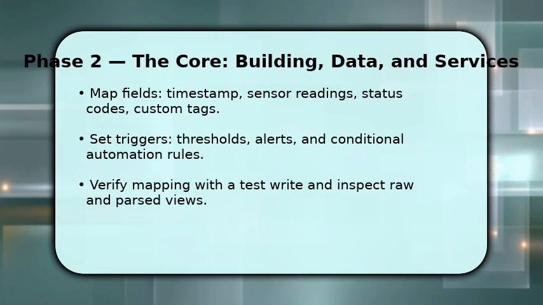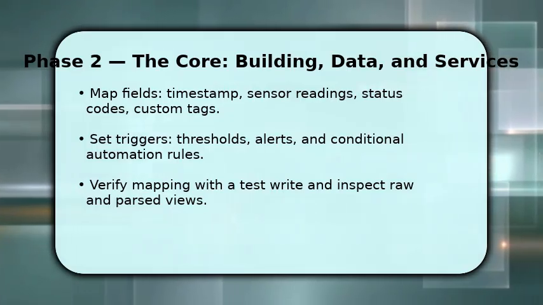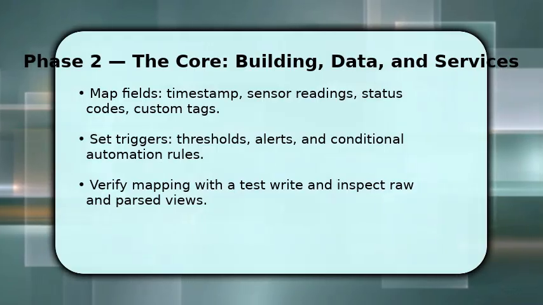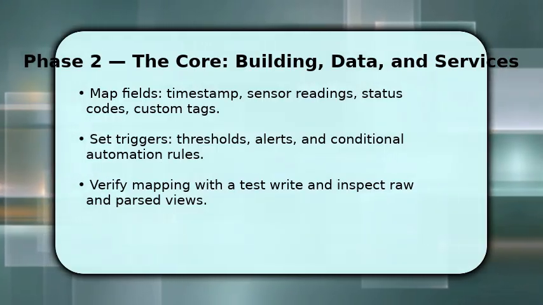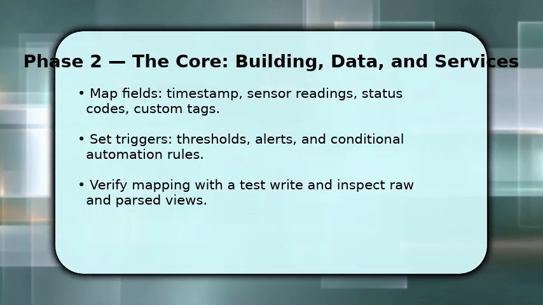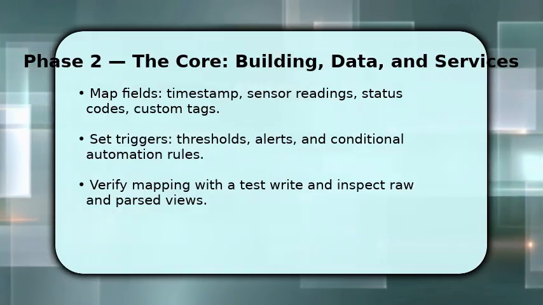Once the log exists, map each field precisely so entries are useful later. Include timestamp, sensor readings, status codes, and any custom tags. Then set triggers, thresholds for alerts, notification channels, and conditional automation to reduce manual checks.